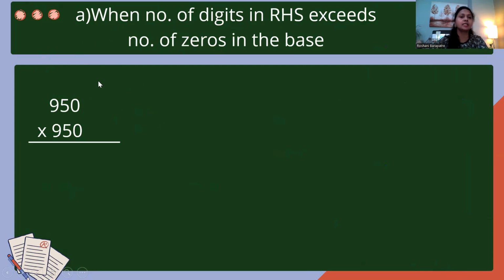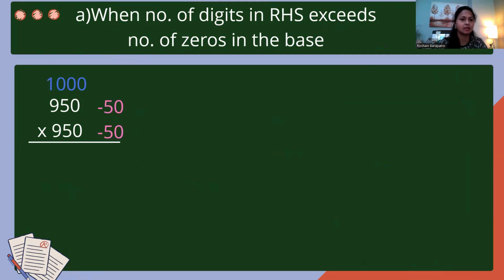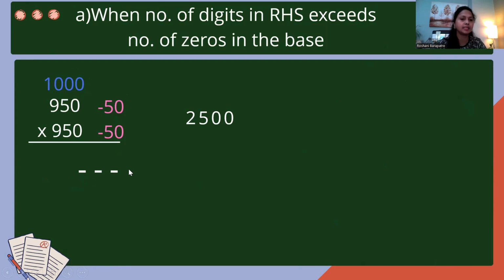Now, in some problems, you can get a carryover when the number of digits on the RHS exceeds the number of zeros in the base. The simple meaning is when you get a carryover. How will you solve it? So let's do it. The base is 1000. Now, the number is smaller than the base, so we will subtract and write the difference. Next step is the number of zeros in the base, the number of places, and then multiply the differences.